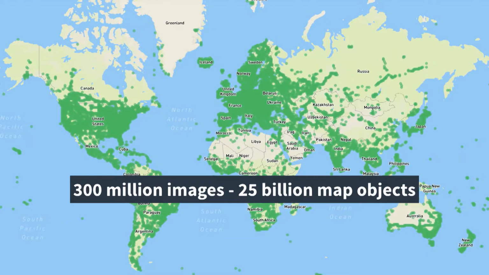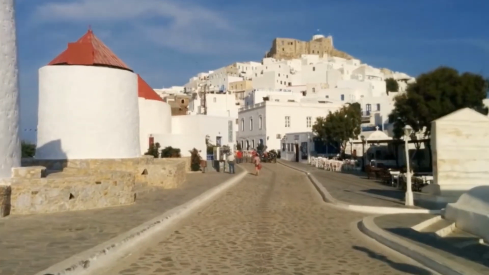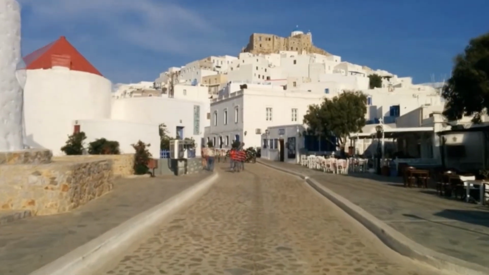What this means is that people contribute images from all over the world, and currently we've just passed 300 million images on the platform from people like you, from cities, from governments, from companies that need spatial data. And from these images, we have machine-generated 25 billion map objects that are all available on the website for people to use. The images look something like this. Here you can go and explore a Greek island if you want.